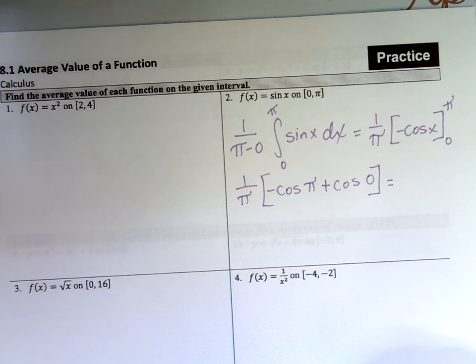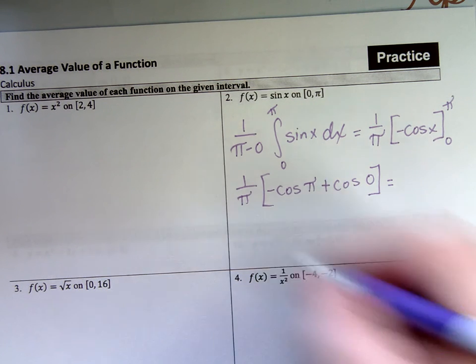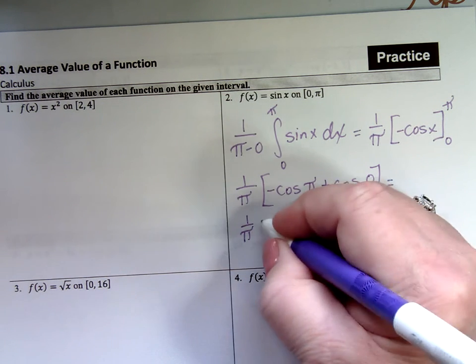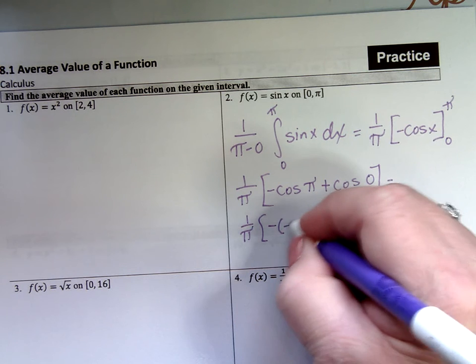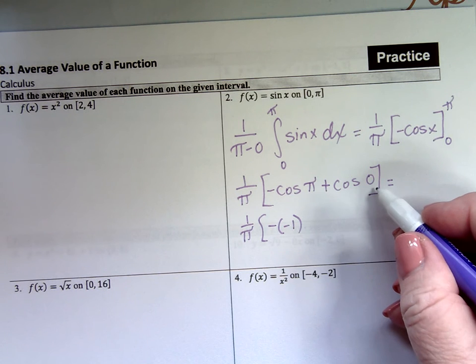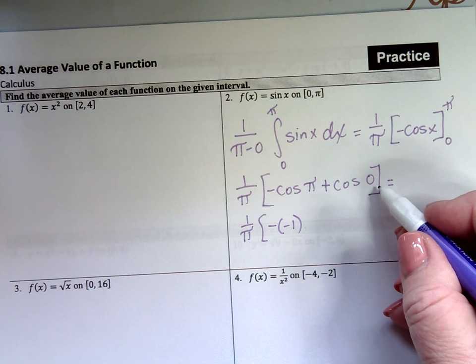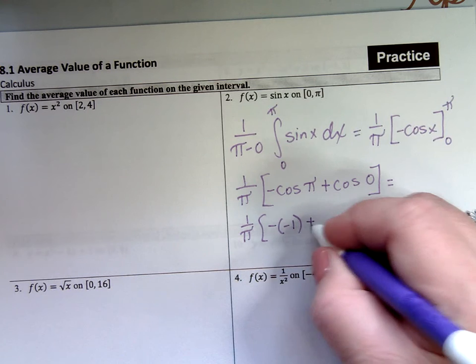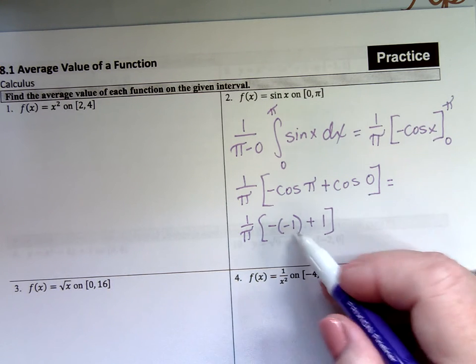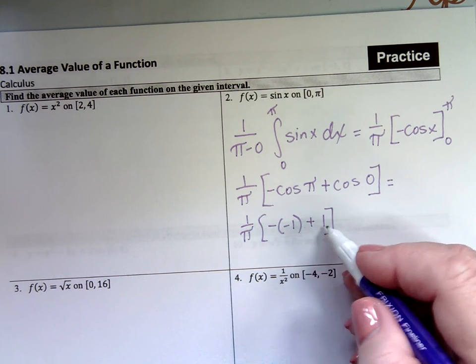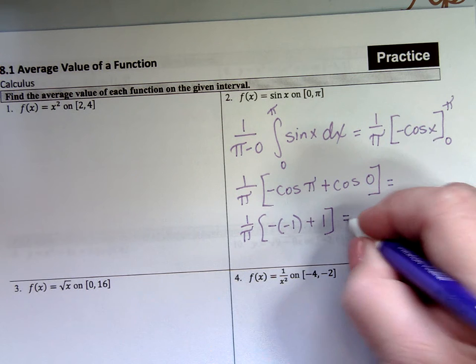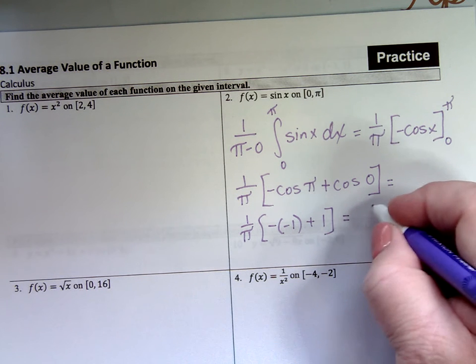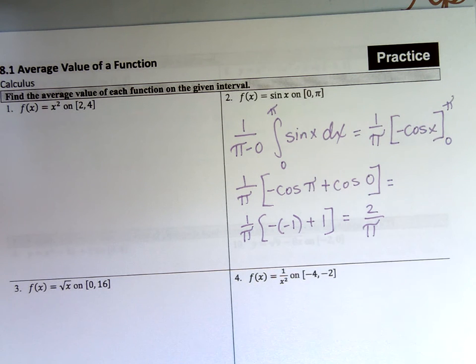Think of the unit circle. If I go to pi, I'm at negative 1, 0. Cosine is the x value, so this would be a negative, negative 1. If I'm at 0, the point is 1, 0, so that would be a 1. And 1 plus 1, that's 2, times 1 over pi gives me 2 over pi. And that's the answer. Done. Okay, so there's an average value.